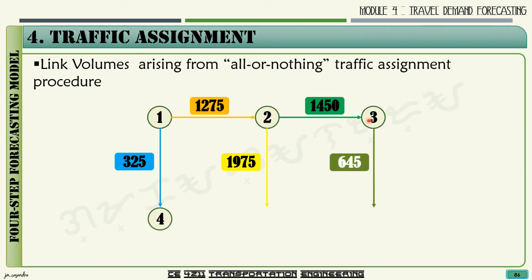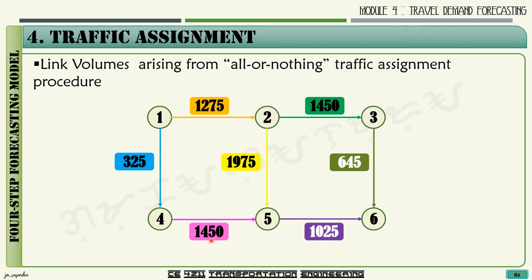Next we have 1 to 4, which is 325. We have 2 to 5 is 1,975. Then we have 3 to 6 is 645. Then we have 4 to 5 or 5 to 4 is a total of 1,450. And then 5 to 6 or 6 to 5 has a total flow of 1,025. So this is now our traffic assignment.